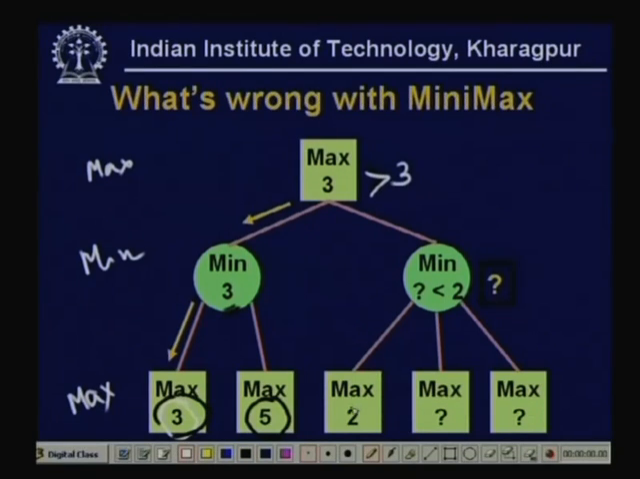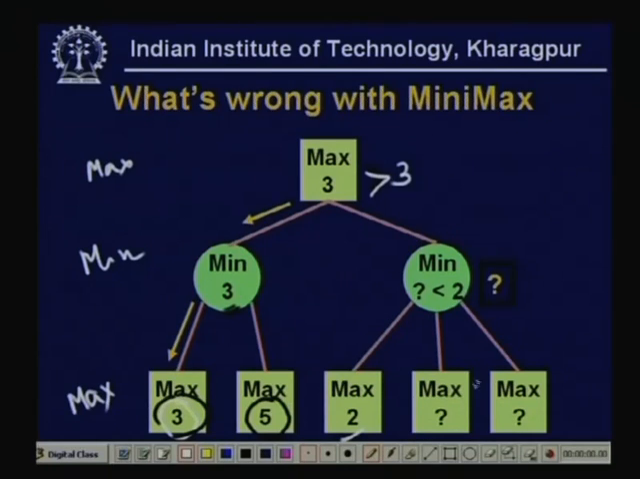Now, we come and explore this node. Now, at this node, max has a value of 2. Now, if max has a value of 2, the value of min at this node must be less than 2. Okay. But if the value of min is less than 2, max has already a path where the value of minimax is 3. Along this path, the value of minimax is less than 2. So, max, whatever be the actual payoff values at these nodes, max will not be interested in this path.